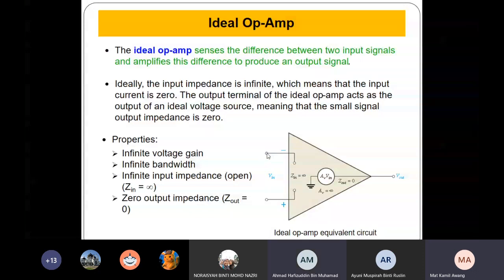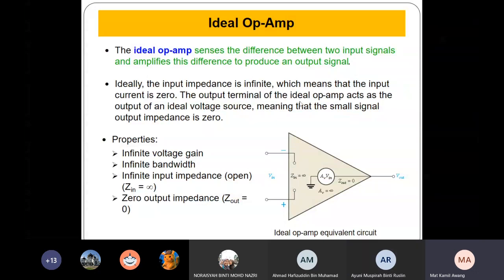So basically this op-amp senses the difference between the minus terminal and the plus terminal. The difference will be amplified and presented at the output. For the ideal one, the difference is normally 0 if you have identical inputs. Ideally, the input impedance is infinite, which means the input current is 0. There is no current flowing in this terminal because this part is high impedance.